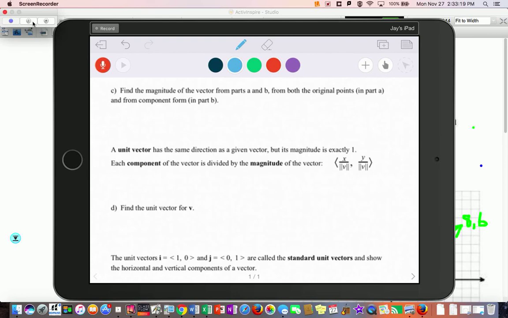Okay, so now if my 8 comma 6 is our component form vector, now they want us to find the magnitude, and we put double bars around the v, and I simply take the square root of 8 squared plus 6 squared, and I end up with 64 plus 36 is equal to the square root of 100, which is 10.